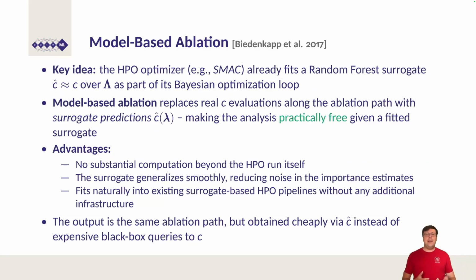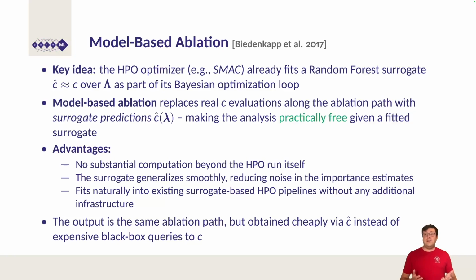Biedenkopf et al. make this essentially free. The observation is that the surrogate-based optimizer, say SMAC, already fits a random forest surrogate approximating the cost over the configuration space as part of its Bayesian optimization loop. The information needed for ablation is therefore already latent in the run.